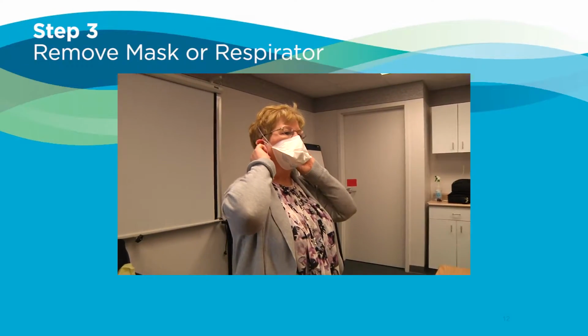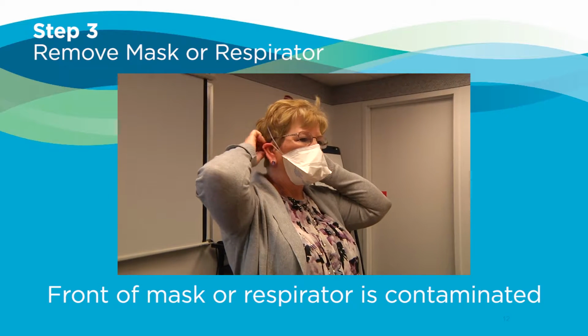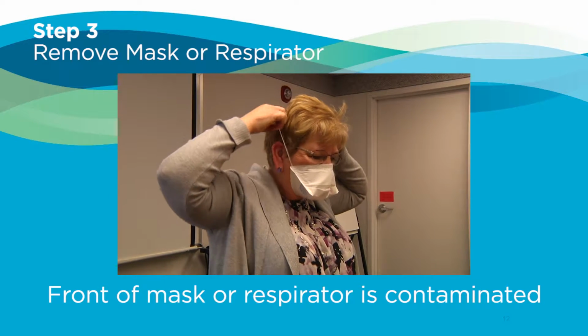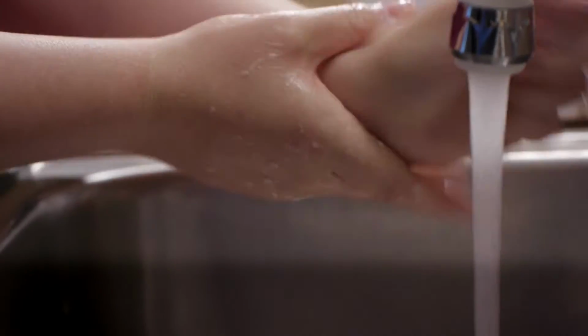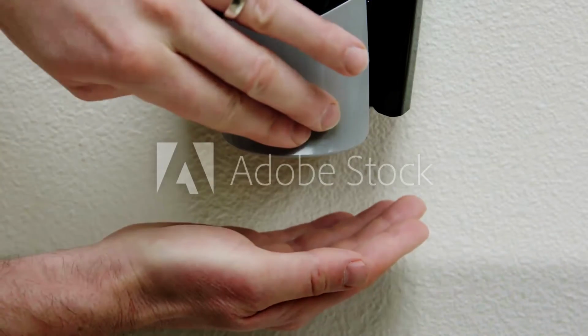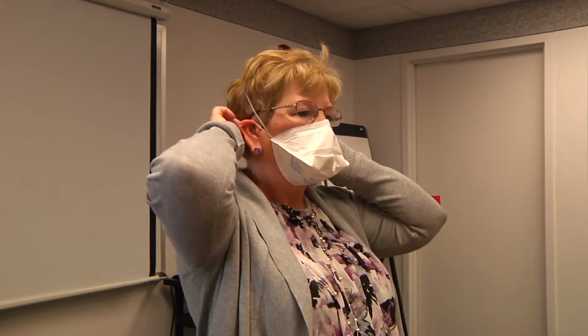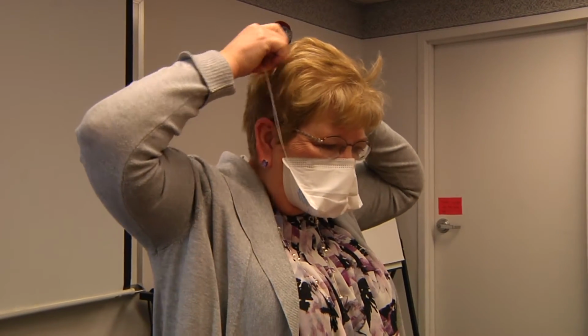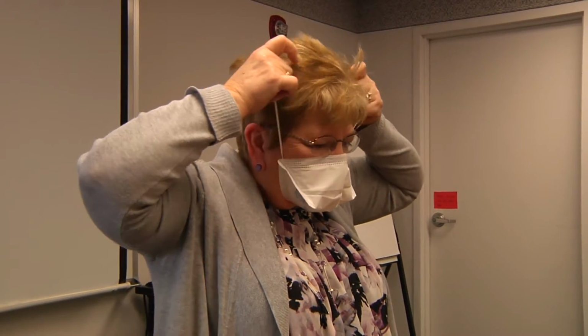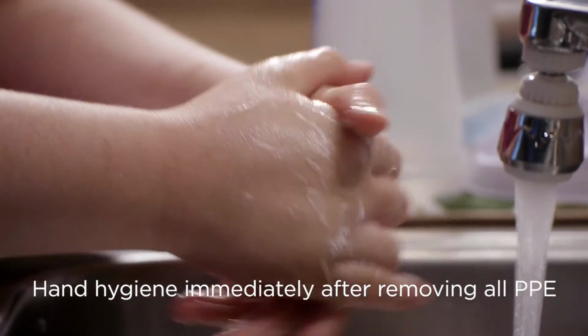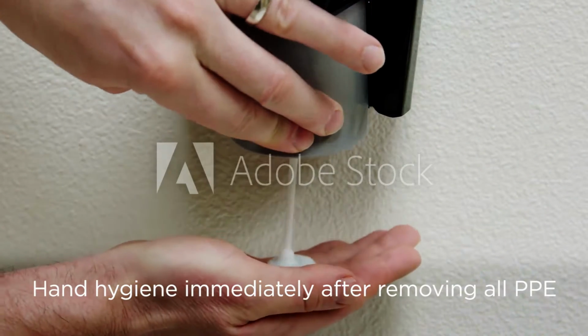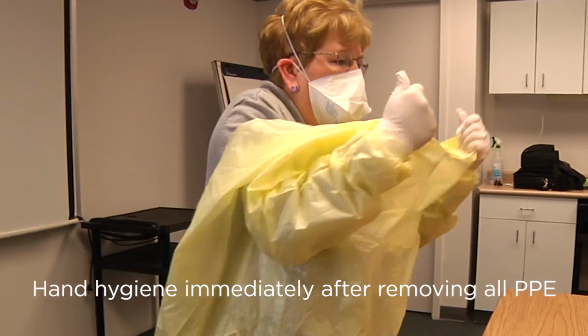Removing mask or respirator. Front of mask or respirator is contaminated. Do not touch. If your hands get contaminated during mask or respirator removal, immediately wash your hands or use an alcohol-based hand sanitizer. Grasp bottom ties or elastics of the mask or respirator, then the ones at the top, and remove without touching the front. Discard in a waste container. Remember to always wash hands or use an alcohol-based hand sanitizer immediately after removing all PPE.